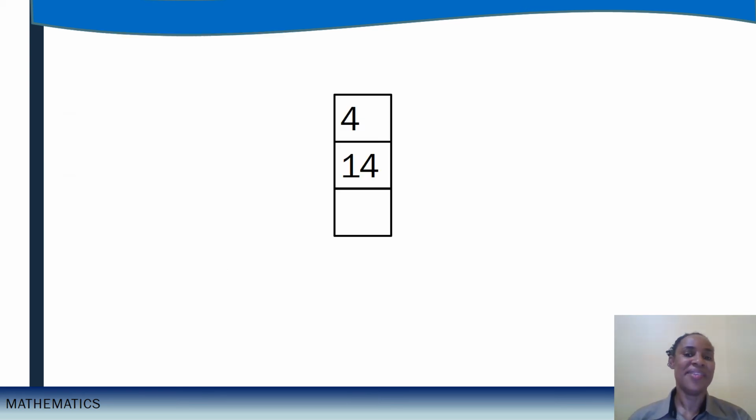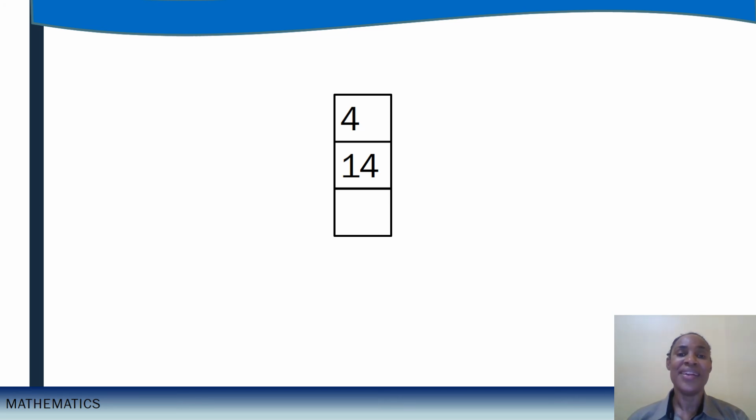Boys and girls, I want you to look at this section that was cut from a 100 chart and see if you can use the same pattern that we discovered on the 100 chart earlier to find out what is the missing number. Are you ready to share?